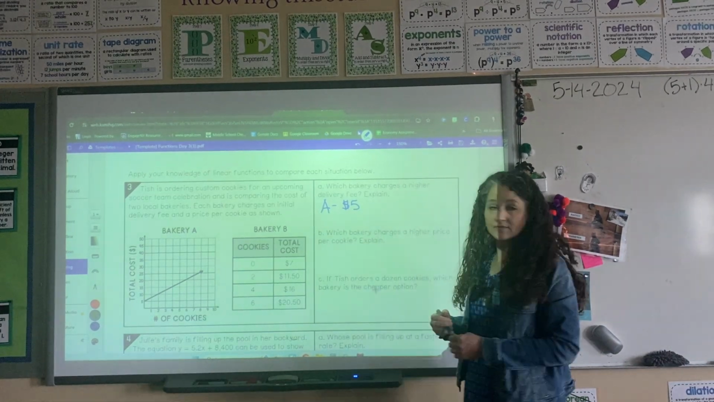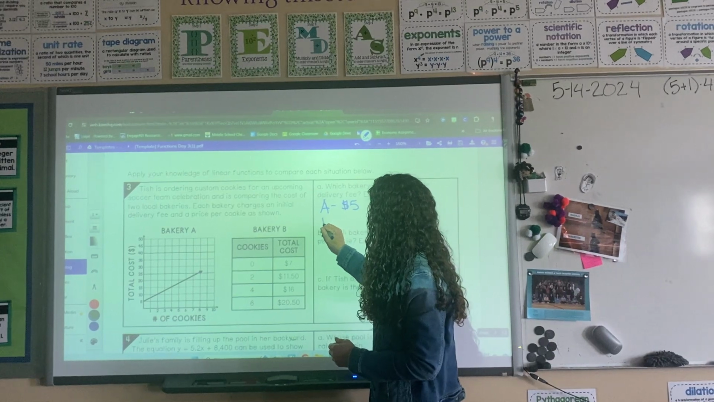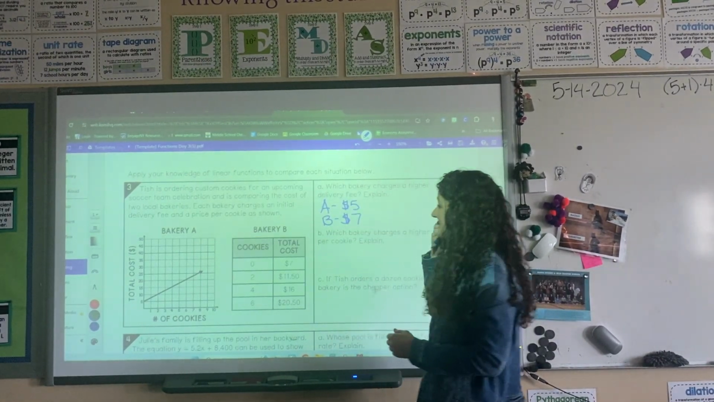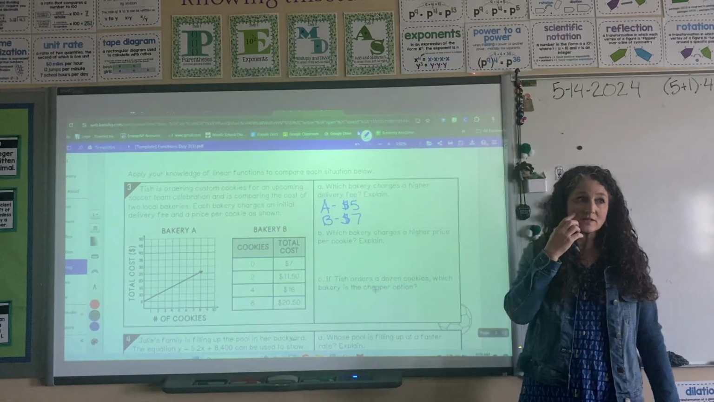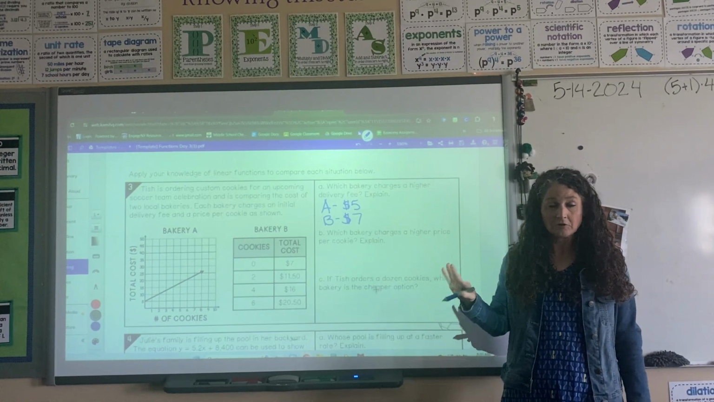What's Bakery B's delivery fee? $7. Bakery B has a delivery fee of $7. So right off the bat, Bakery B is more spendy on their delivery fee. I have no idea why they have chosen a higher delivery fee, but they have, okay?